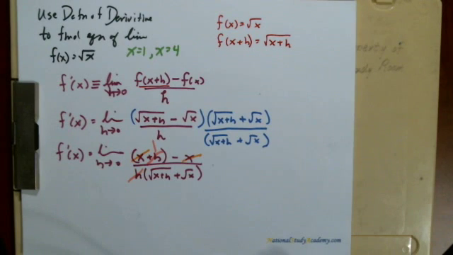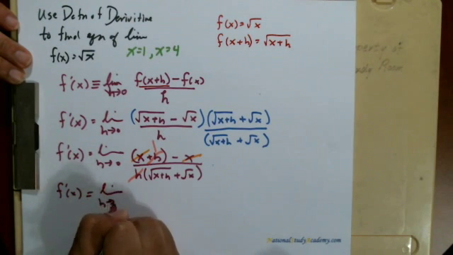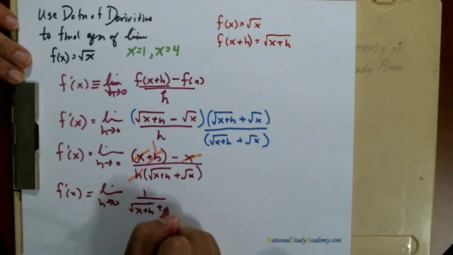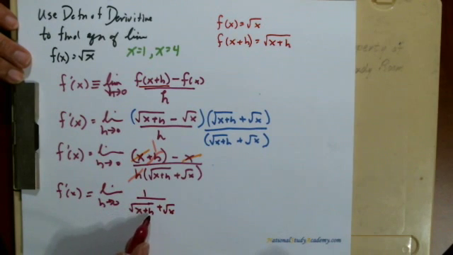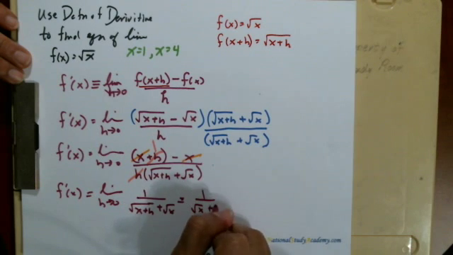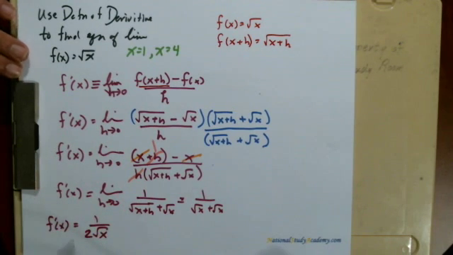So now let's rewrite it nice and neat. F prime of x, which is the derivative, equals the limit as h approaches 0 of 1 over the square root of x plus h plus the square root of x. Now you can plug in 0 for h. X plus 0 is x, so we end up with 1 over the square root of x plus the square root of x, which is 1 over 2 square root of x. That's f prime of x. That's the derivative. Another word for derivative is the tangential slope.